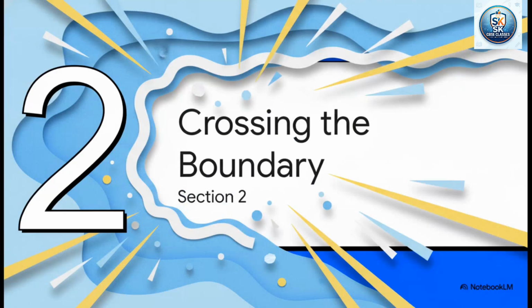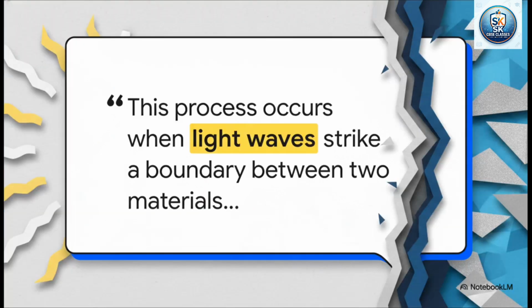Moving right along to Section 2, crossing the boundary. So, we know light bounces, but what actually triggers that bounce in the first place? It requires a very, very specific condition. To quote our source material directly, this process occurs when light waves strike a boundary between two different materials. Notice that key word there, boundary. Reflection is fundamentally an interaction between two distinct things. The light has to be traveling through one material, and then, boom, suddenly it hits the frontier of a completely new material. It's at that exact meeting point, that boundary line between material A and material B, where the magic of reflection is literally forced to happen.